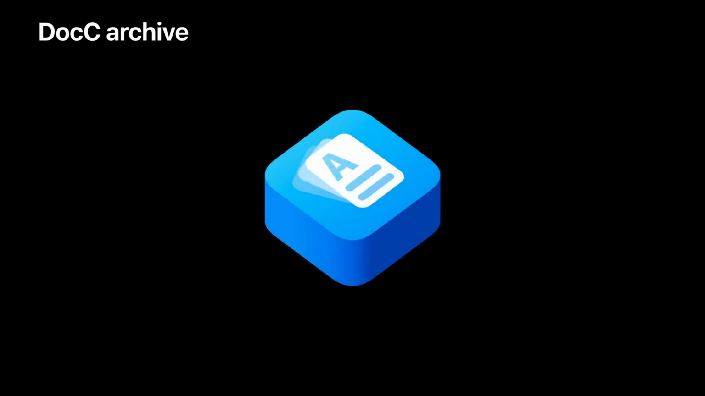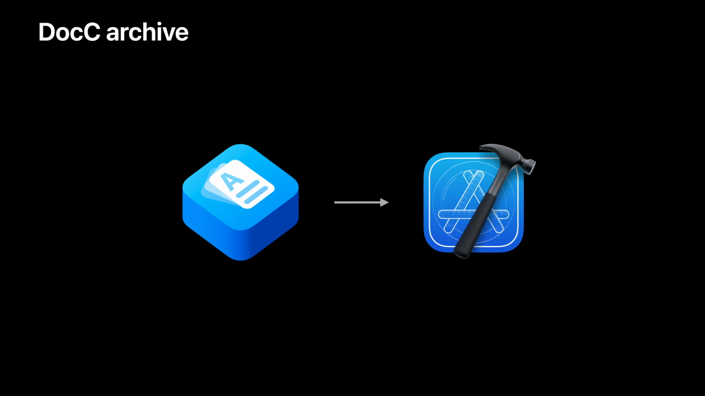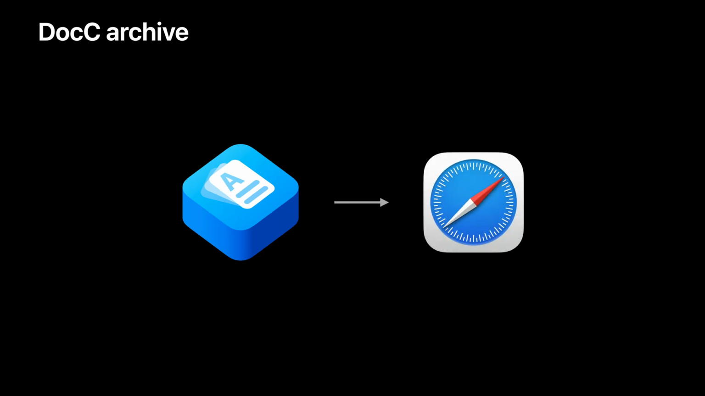But a DocC archive isn't just a portable container for opening documentation in Xcode. It also contains a fully featured website right out of the box. And new in Xcode 14, that DocC archive is also directly compatible with most web servers. This makes publishing your documentation to the web easier than ever. In most cases, you can deploy your documentation by just copying the contents of your built DocC archive into the root of your web server.